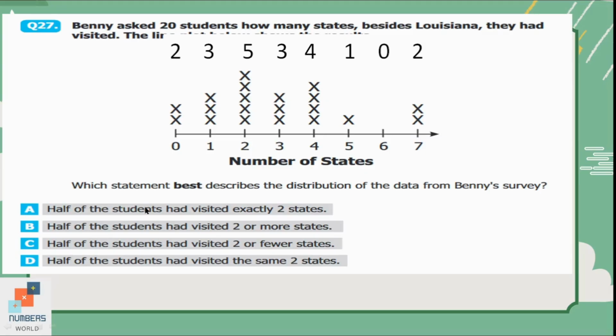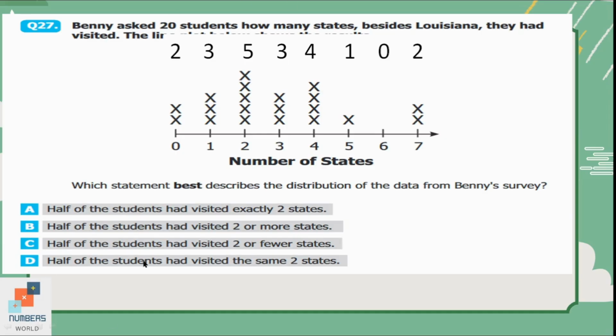Option A is half of the students had visited exactly 2 states. We can clearly see 5 crosses are at 2, so 5 students have seen 2 states. 5 is not half of 20, so option A is incorrect. Option B is half of the students had visited 2 or more states. So if we add the numbers from 2 to 7, 5 plus 3 plus 4 plus 1 plus 2 is equal to 15. 15 is not half of 20. So that's why option B is also incorrect.